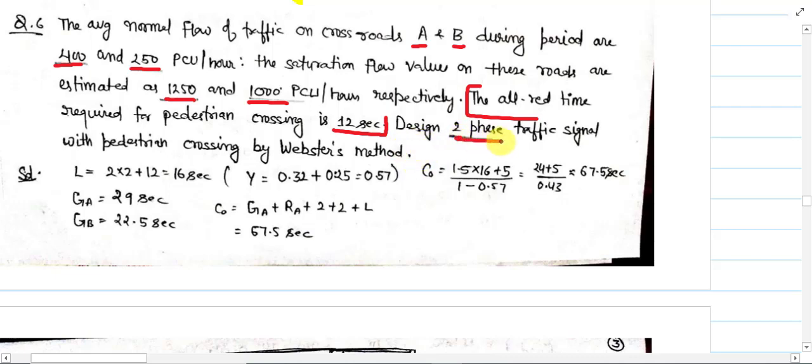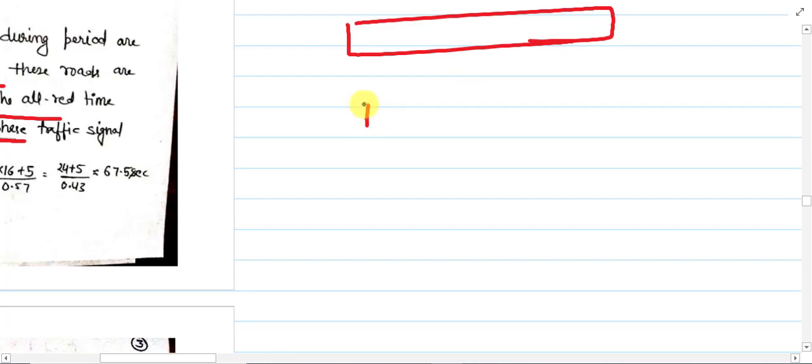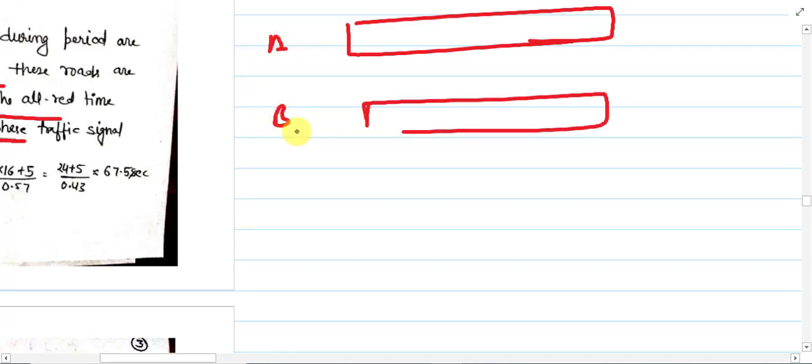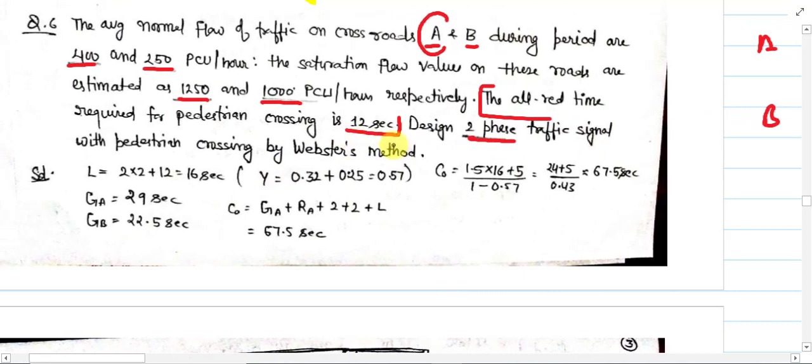Design two-phase diagram. So again it is a two-phase diagram. So we have only two diagrams for signal indications, or you can say you have a cycle length and it will be shown by two bars like this. One bar for A, another for B, and there is no different bar for the pedestrian signal. So this is a two-phase traffic signal with pedestrian crossing by the Webster method.